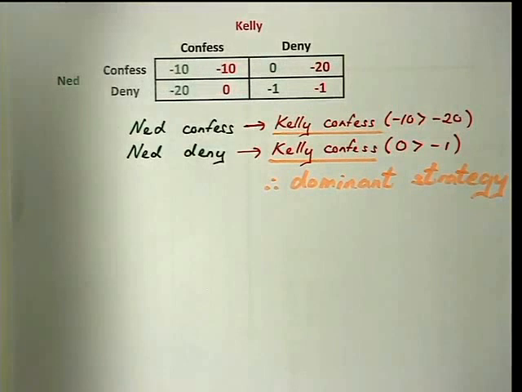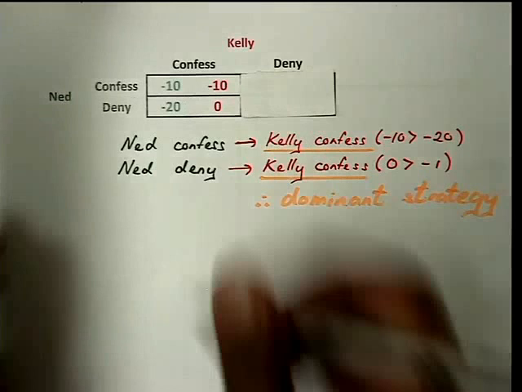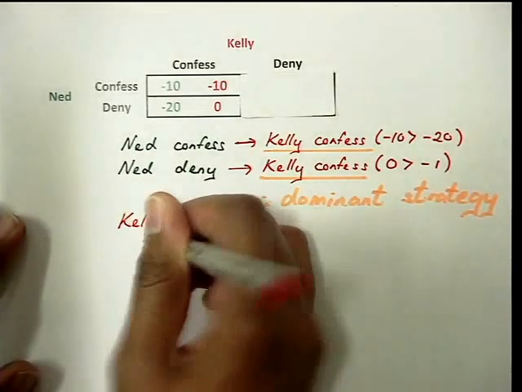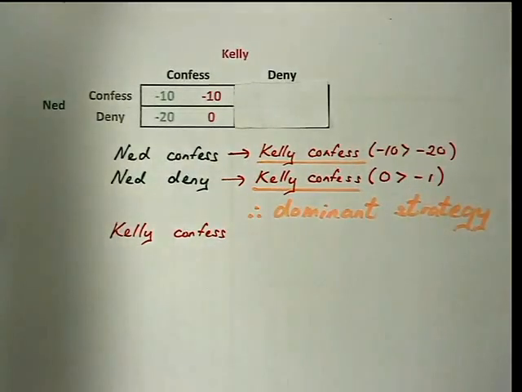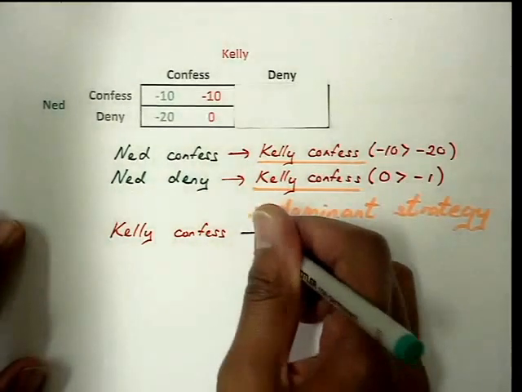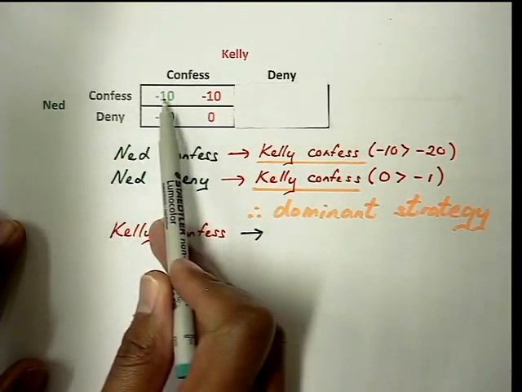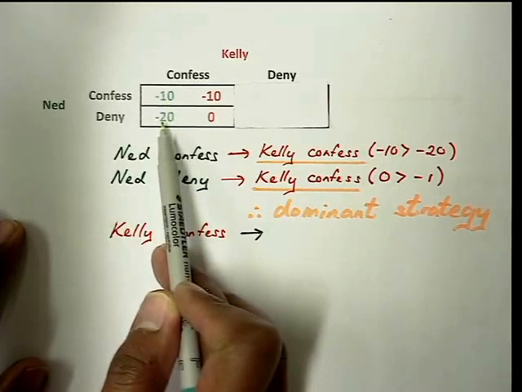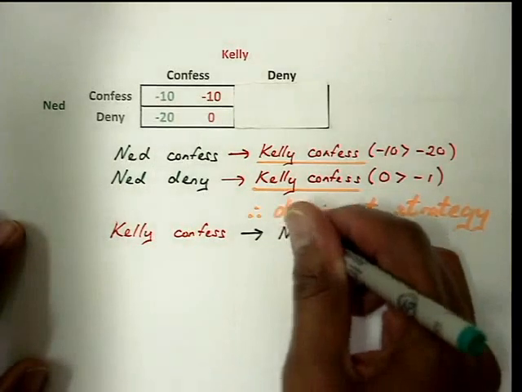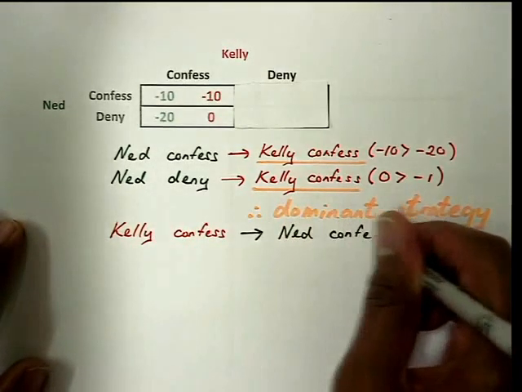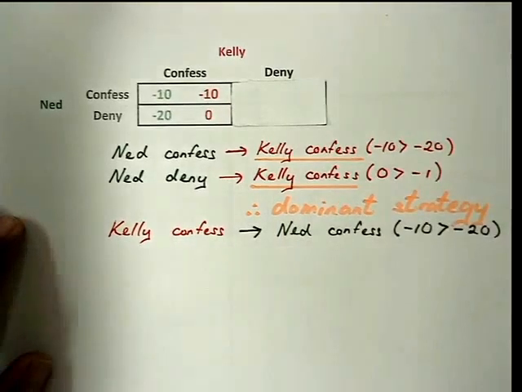Now we look at it from Ned's point of view. If Kelly confesses, what should Ned do? What color is Ned? Green. Minus 10 or minus 20? Which one is better? Minus 10. So Ned will choose to confess because minus 10 is bigger than minus 20.